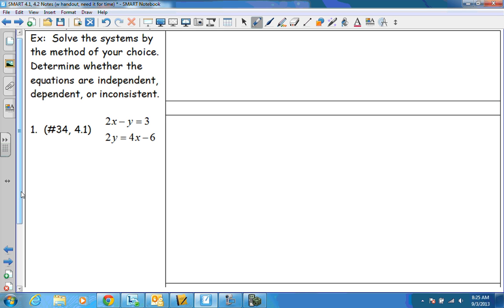Okay, so when you do this by any method that you choose, how many of you said elimination? How many of you said substitution? If you chose elimination, let's start there. So that'd be -4x plus 2y equals -6. What do you notice? Kendall, what do you notice about these two equations?